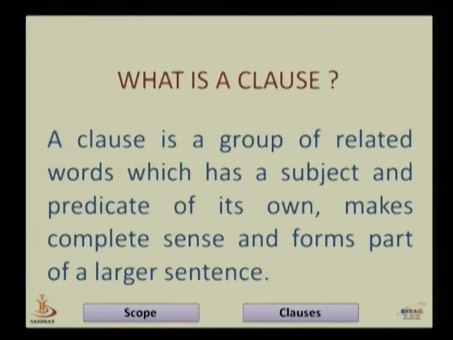My topic is on clauses. First we will see what is a clause. A clause is a group of related words which has a subject and predicate of its own, makes complete sense and forms part of a larger sentence. If we combine all these words, we get one sentence that has complete sense and forms part of a larger sentence. It is called a clause.